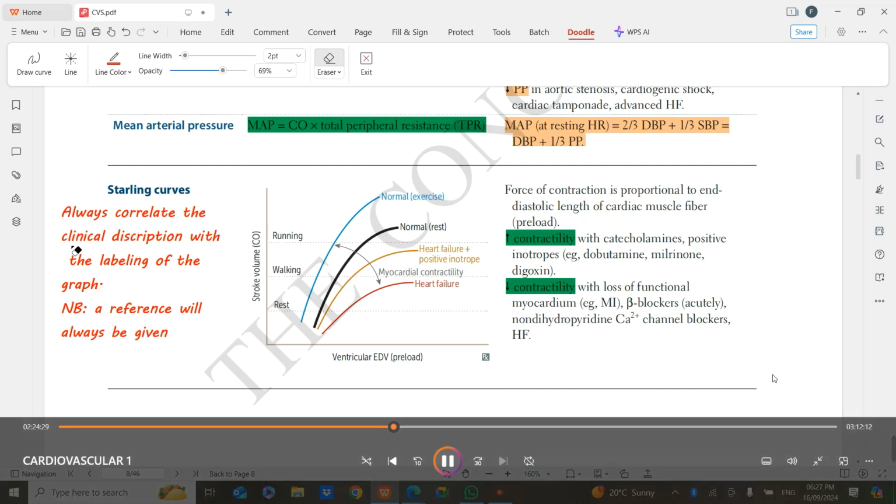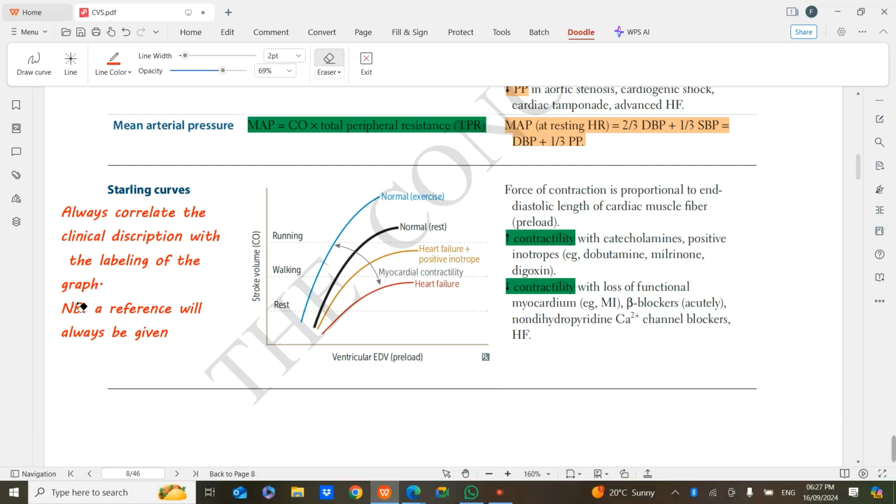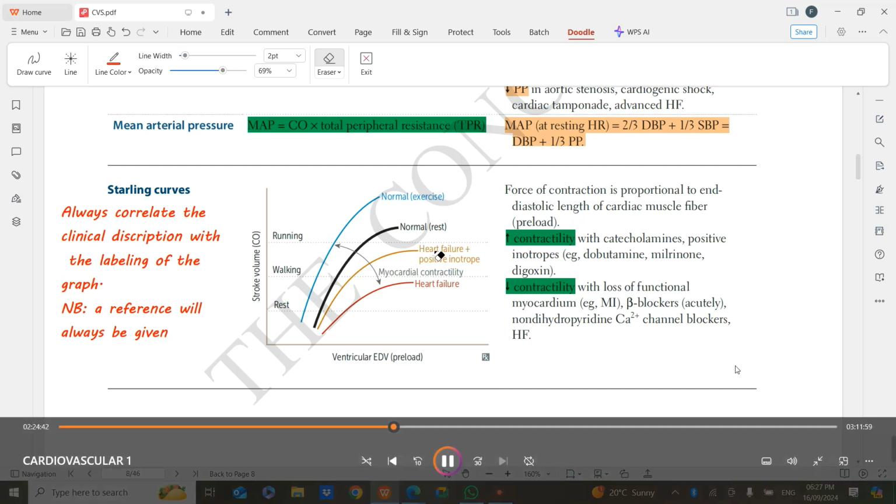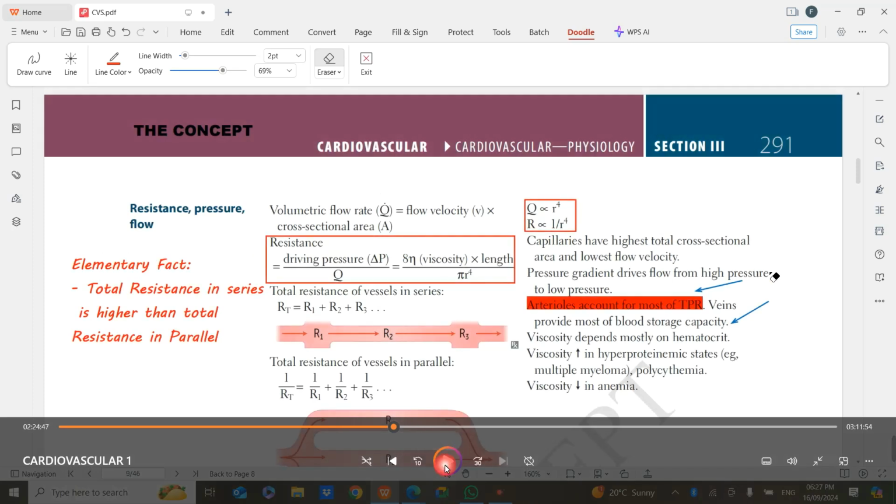I wrote something here: always correlate the clinical description they will give in the exam to the graph they are giving you. So the graph they will give Dr. A might be for exercise. The one they will give to Dr. B might just be the one related to heart failure. Very easy and straightforward.